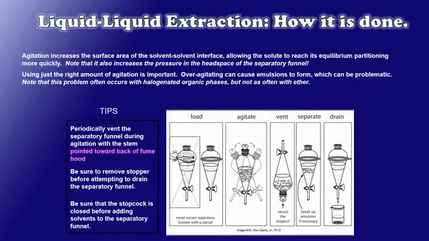Now it's time to talk a little bit about the practical aspects of liquid-liquid extraction. We accomplish liquid-liquid extractions using a device known as a separatory funnel, which is this gadget down here, which is sort of a conical shaped device with a Teflon stopcock at the base and an opening at the top through which we can add different solvents and different compounds.